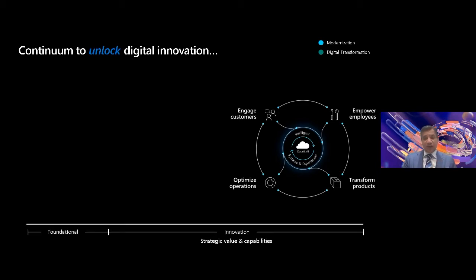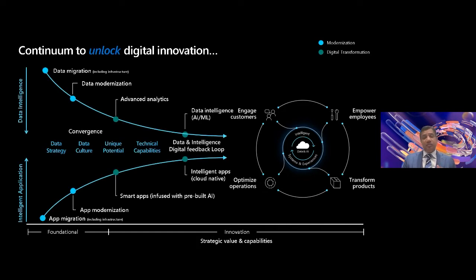Now, if you look at the range of capabilities that one needs to have, think about it between foundational capabilities and innovation capabilities. Foundational capabilities are the absolute basics that one needs, and then the innovative capabilities build on top of those to drive strategic value. Traditionally, people have thought about this in completely separate axes of having intelligent applications and having data intelligence as a separate axis. But we believe there is never a one-size-fits-all scenario, and you think about it as a journey, right?